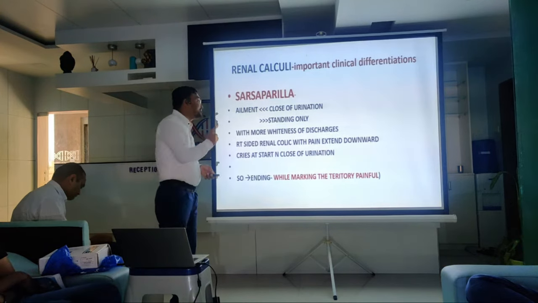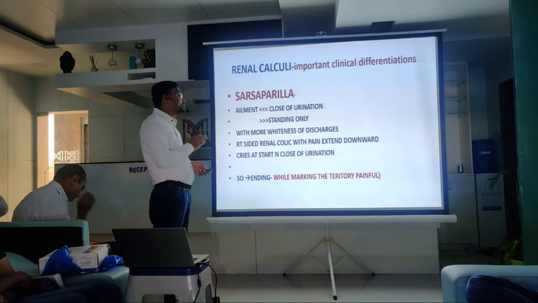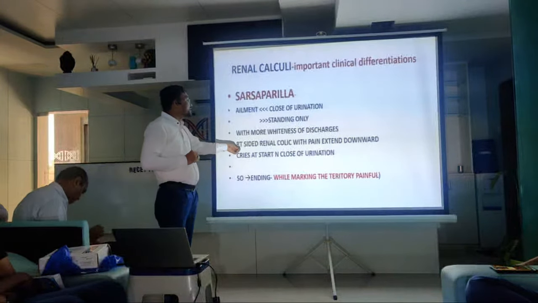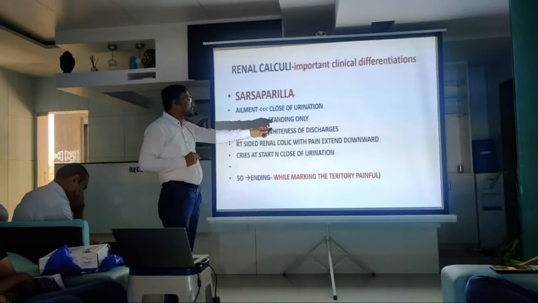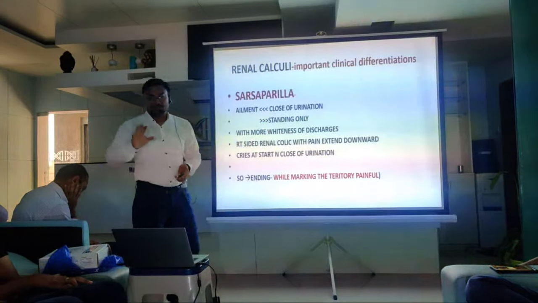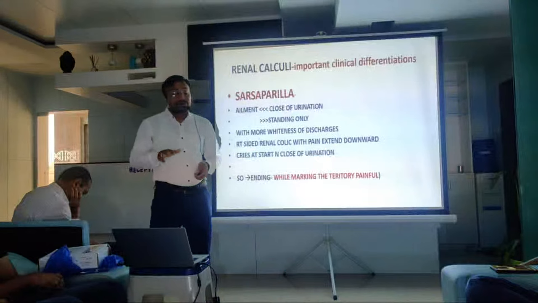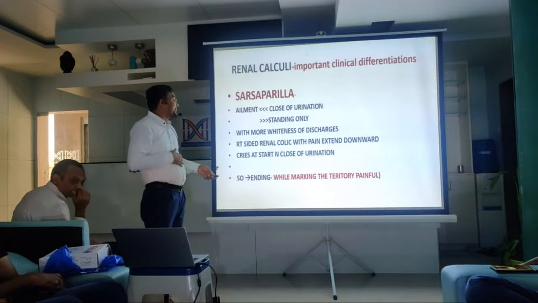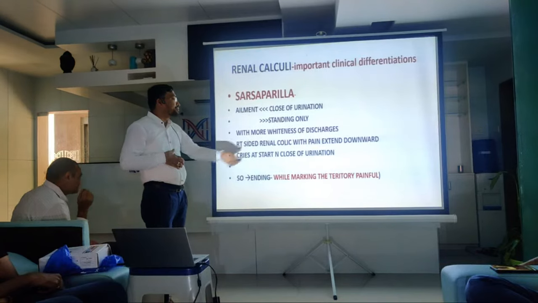It is also a vegetable mercury, with mercury-like effects. Right-sided renal colic with pain extending downward. I made two to three notes, which is the PQRS for this; very helpful in acute as well as in chronic kidney pathology, CKDs. Cries at the start and close of urination.